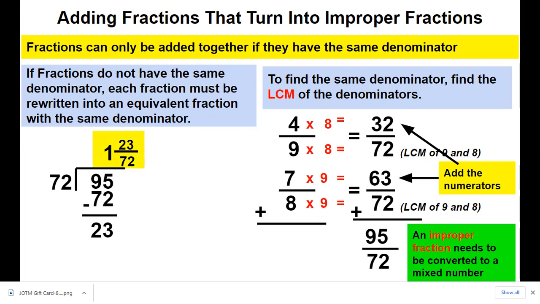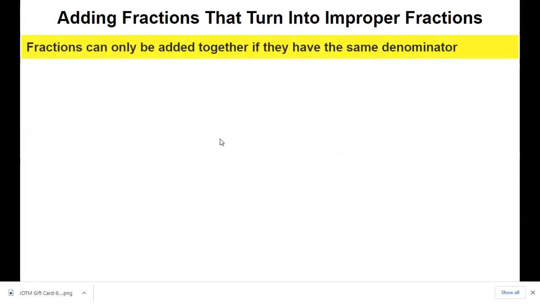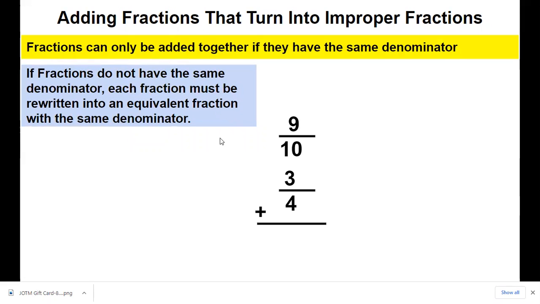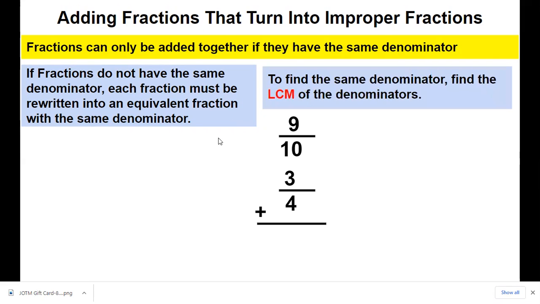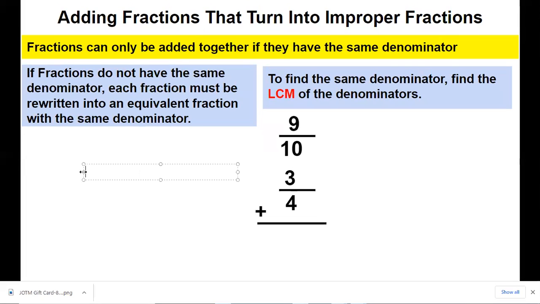Just adding one additional step to what we've already learned. Let's see that done again. Okay, so this time we're going to add 9/10 plus 3/4. The bottom numbers are not the same, so we have to rewrite them to have the same bottom number before we can add them. So we need to find the least common multiple. The best way to do it, let's count by tens.